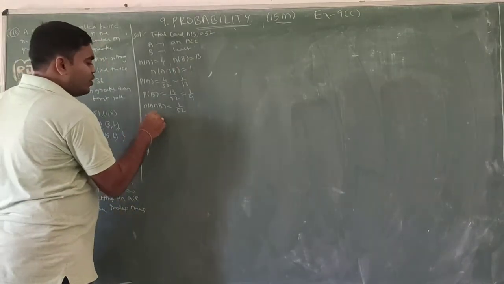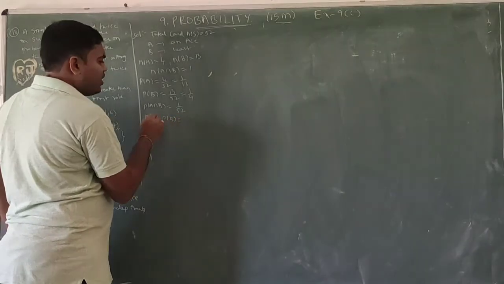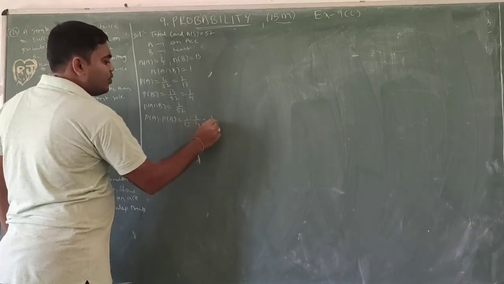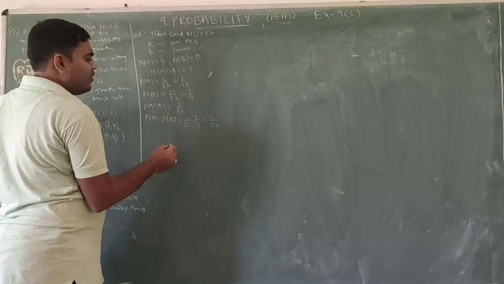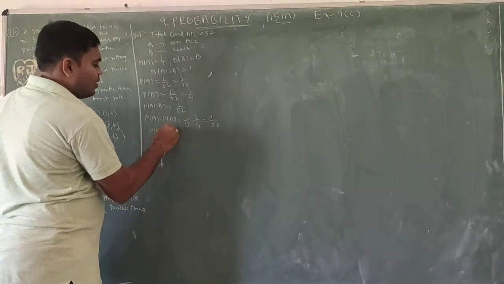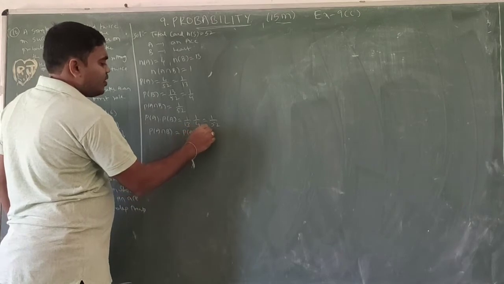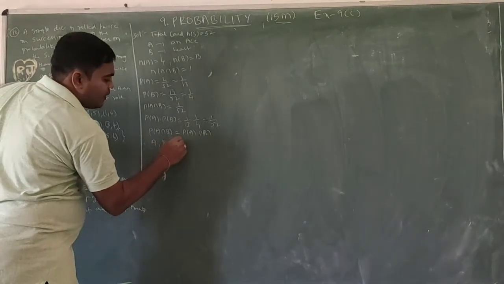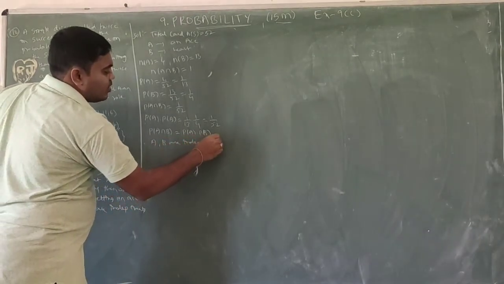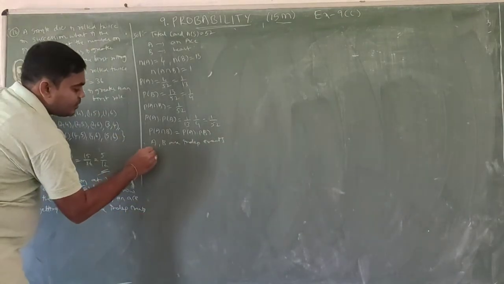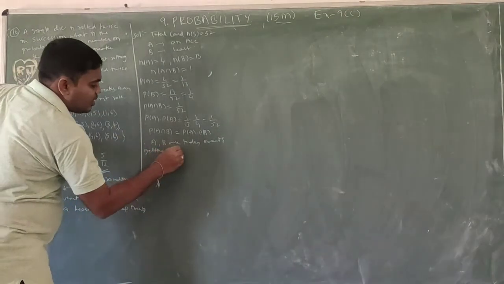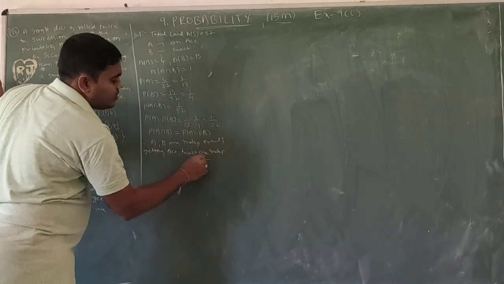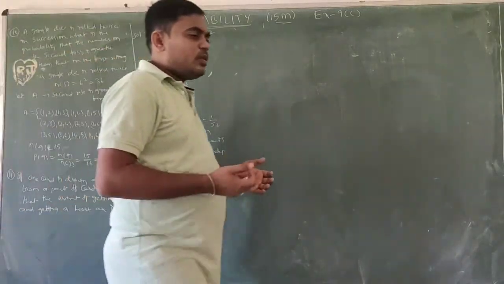Okay. Now P of A into P of B equal to P of A, 1 by 13, P of B, 1 by 4, 1 into 1, 13 into 4, 52. This is also 1 by 52. So P of A intersection B equal to P of A into P of B. So we got the required condition. Therefore, A comma B are independent events. So what are A comma B? Ace and heart are independent. So this is the required solution. Okay. Next question.